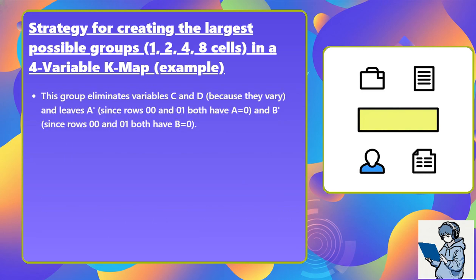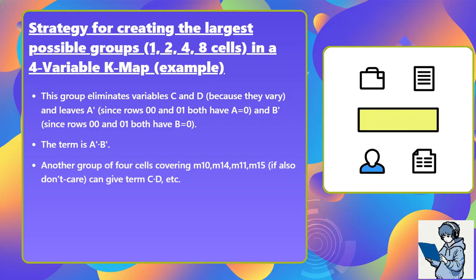This group eliminates variables c and d because they vary, and leaves a prime, since rows 00 and 01 both have a equals 0, and b prime, since rows 00 and 01 both have b equals 0. The term is a prime dot b prime.